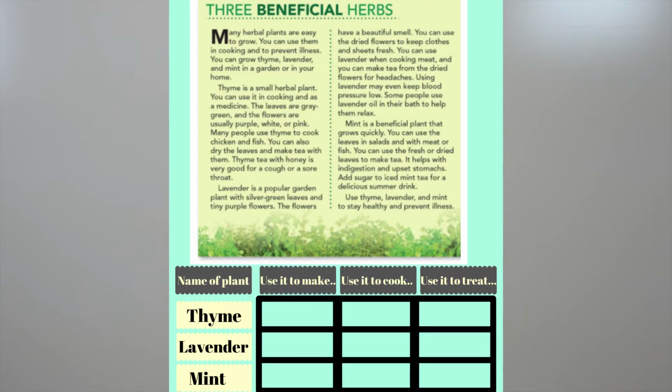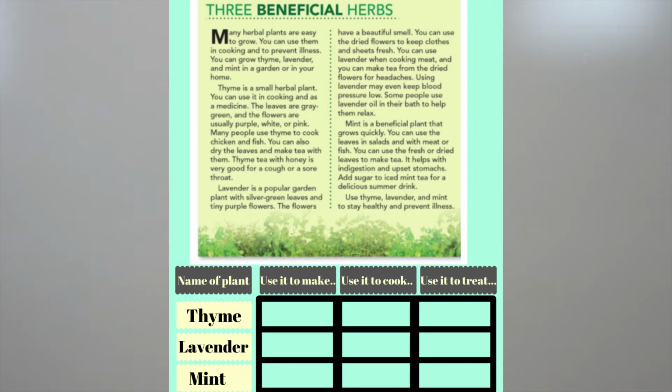So this article is called 3 Beneficial Herbs. Many herbal plants are easy to grow. You can use them in cooking and to prevent illness. You can grow thyme, lavender, and mint in a garden or in your home.